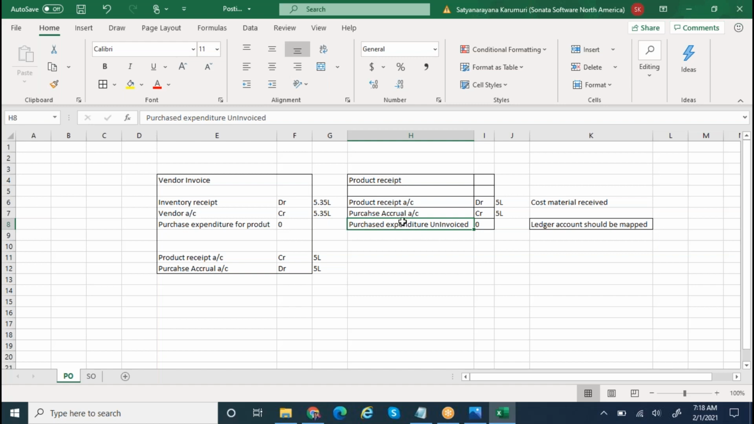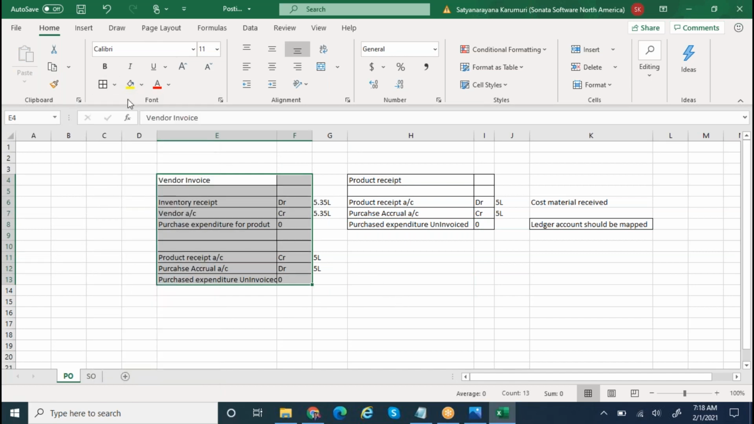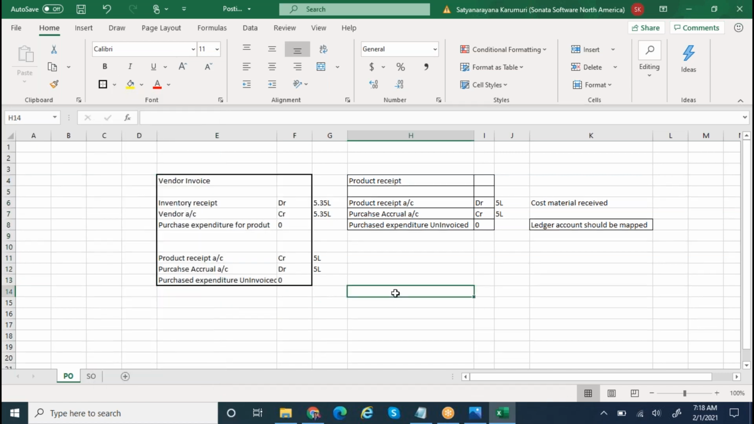So one question here. When you receive the goods, if you don't invoice it, it should show the value in purchase expenditure uninvoiced account, no? So where will the value show then? If you receive the stock, the value should show, isn't it? No, it is product receipt and purchase accrual. This is the accrual account. Always accrual account. That is the reason I have shown you here.